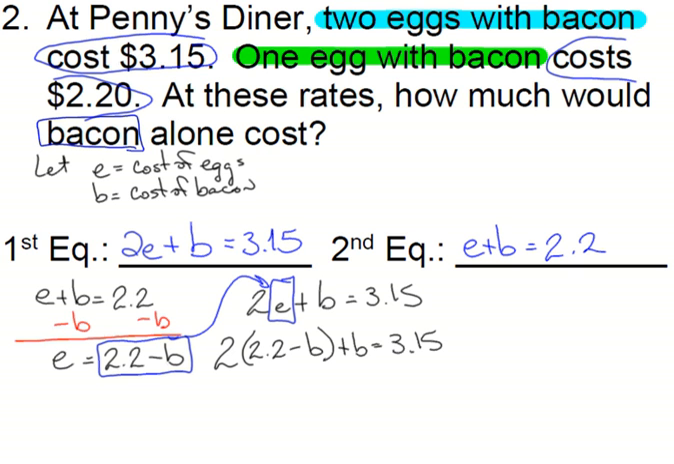I now have to distribute my 2 inside the parentheses. So I'm going to have 4.4 minus 2B. The plus B is equal to 3.15 is still here. And now subtract 4.4 from both sides.